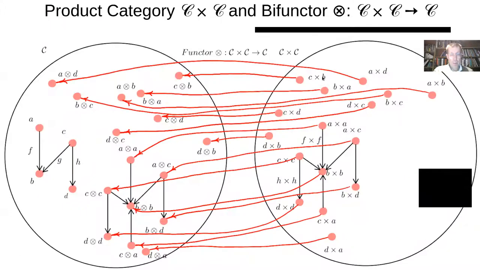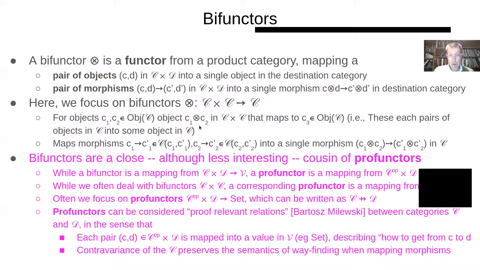A bifunctor here will be mapping between them in this way, and it will need to map morphisms in the appropriate way. And I don't show all the details on that. So bifunctors are basically mapping C cross C into C. A lot of verbiage here, but the basic gist of it is you have a way of combining any two objects from C into a single object in C. That's the best way to think about it, I think.